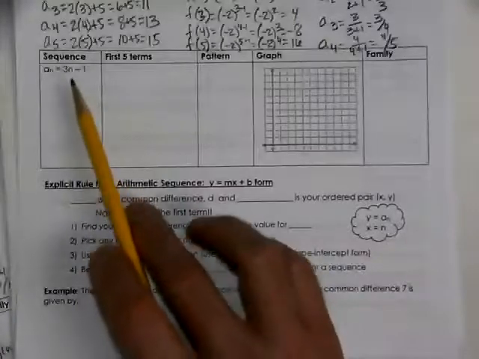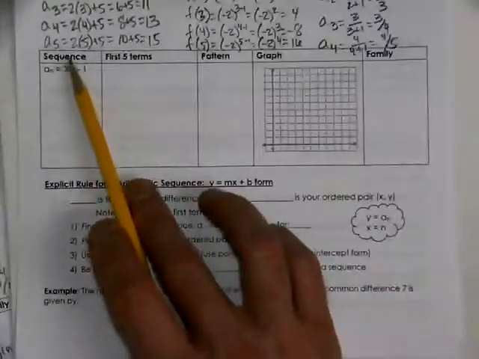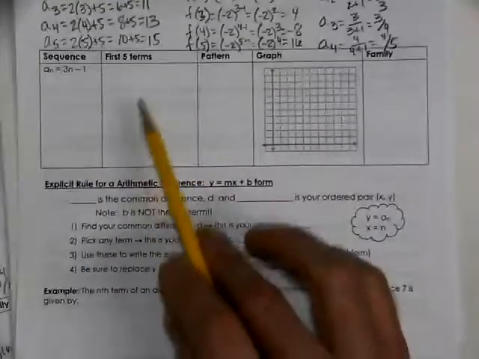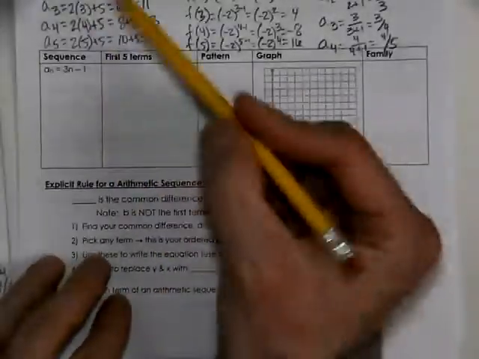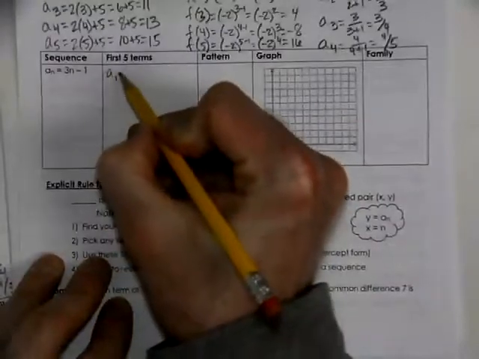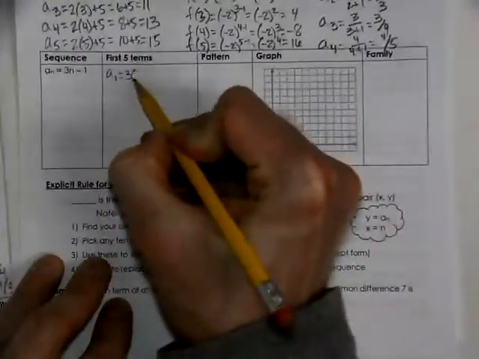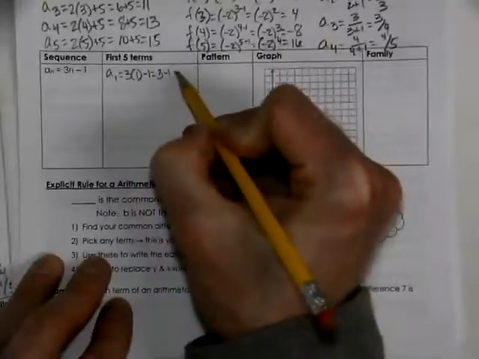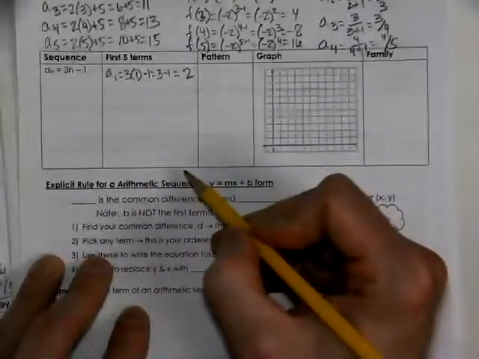All right, here we're going to look at our formula. This creates a sequence. We'll look at the first several terms of the sequence. So again, we're going to look for our first term. So we plug in a 1. So that's 3 minus 1, which gives us 2.